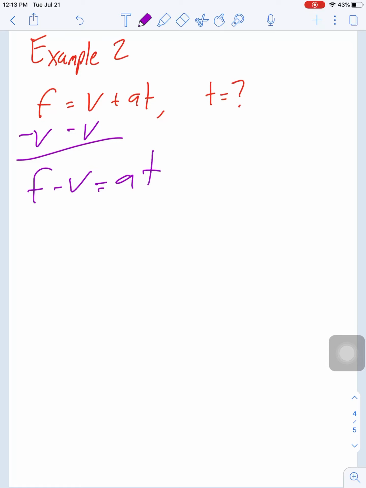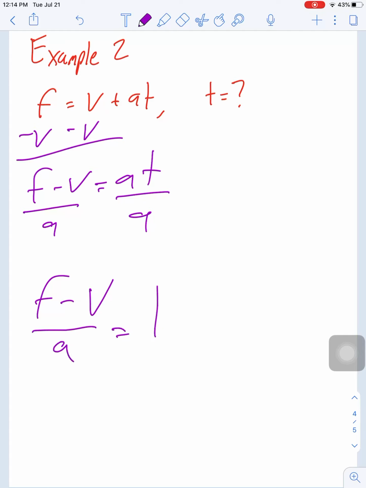And now I want to get t by itself. And how is A attached to t? Through the process of multiplication. So the opposite of multiplication is dividing. And so we'd say F minus V, divided by A, equals t. And that's all there is to it.